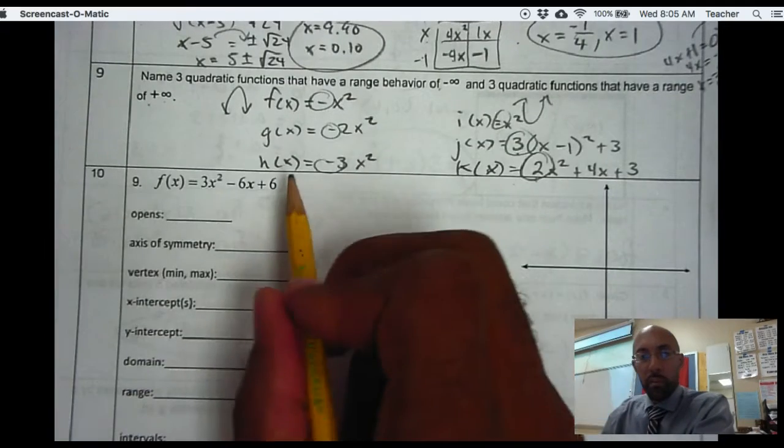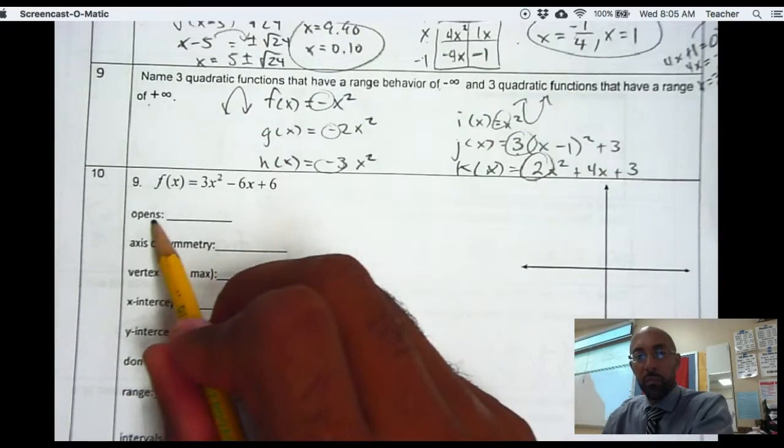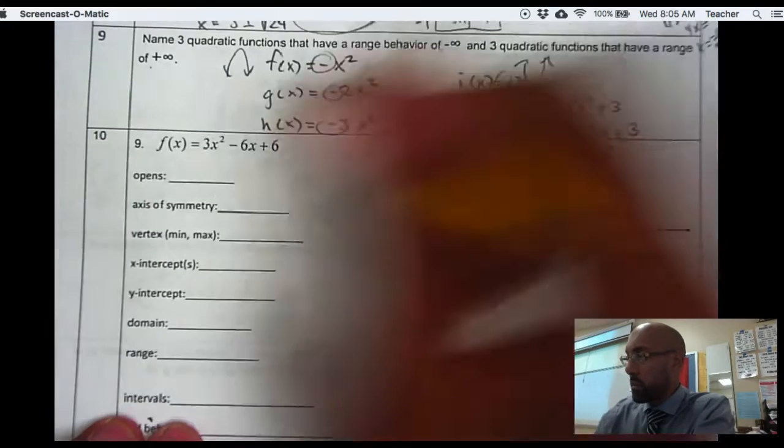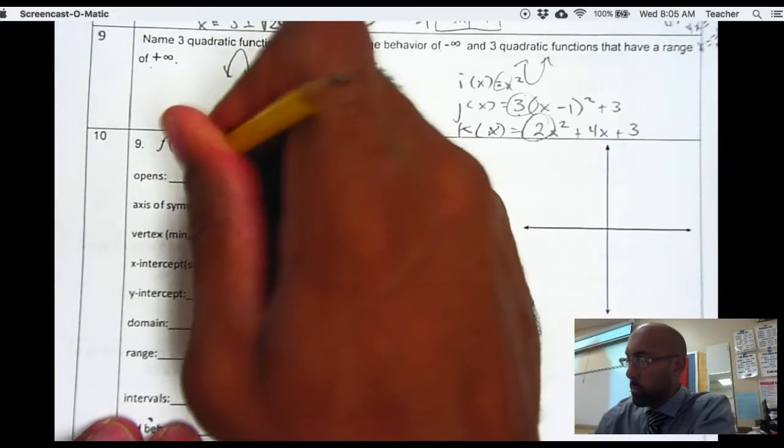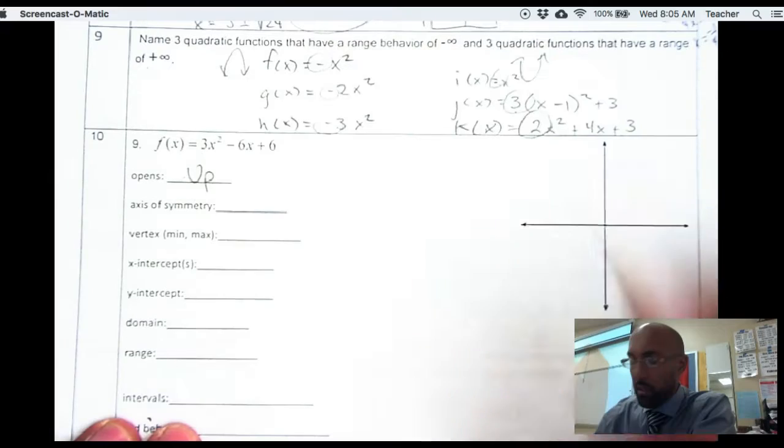Okay, so we have this standard form equation. We've got to describe the different important pieces of it. So first, it opens which way? Well, it opens up, because the first number is positive.